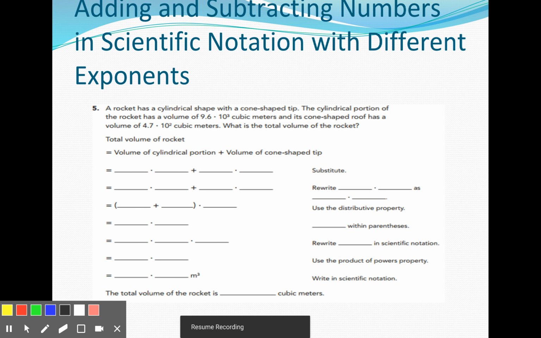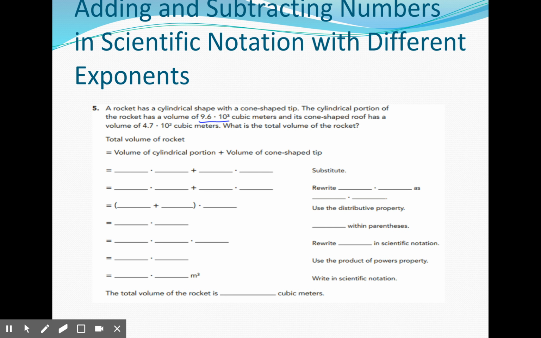All right, so let's do some practice because I know this can be a little bit overwhelming. So we have a rocket here. It has a cylindrical portion and then a cone shape. So the cylindrical portion has a volume of 9.6 times 10 to the 3rd cubic meters. And the cone shape has a volume of 4.7 times 10 squared cubic meters. What is the total volume?